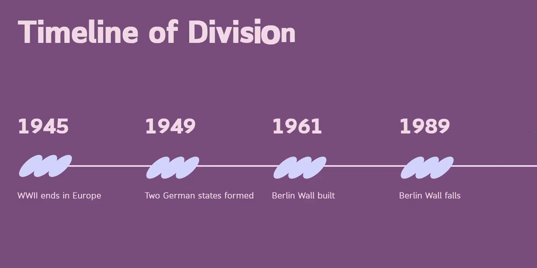Then the end of this division. The division of Germany lasted for more than four decades. In 1989, political change in Eastern Europe and growing protests in East Germany led to the fall of the Berlin Wall. In 1990, East and West Germany officially reunited and became a single country again. In 1949 they were separated into East and West, and in 1961 the Berlin Wall was built to stop people from going from East Germany to West Germany.